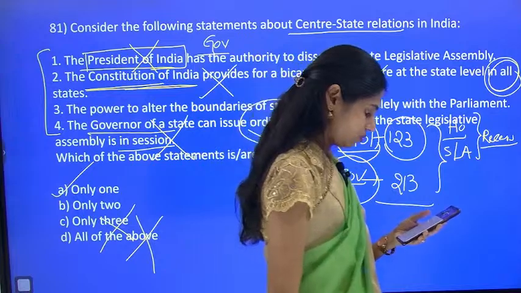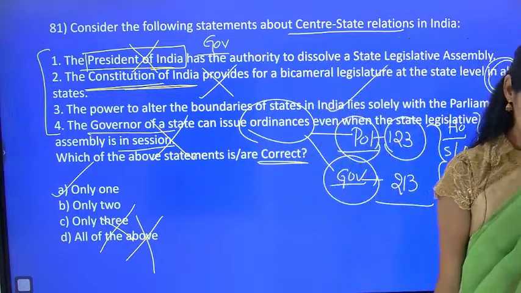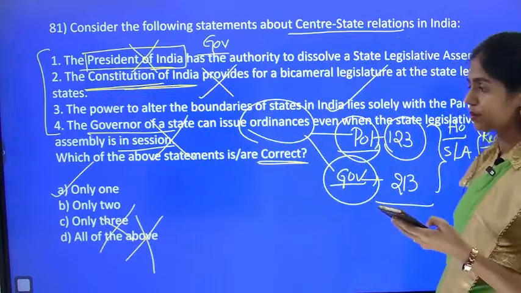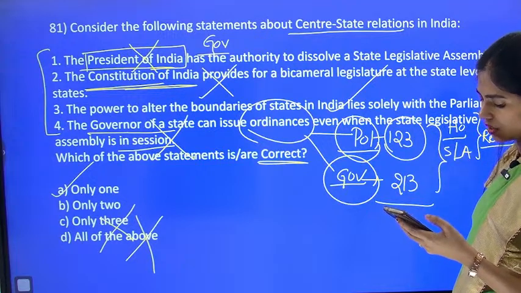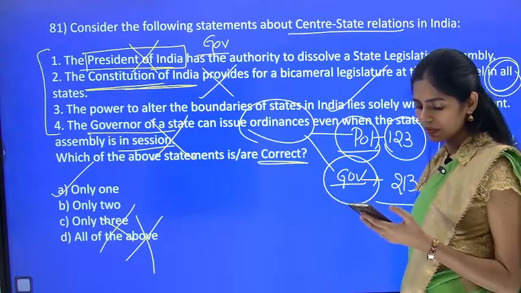Clear? Yes, very good Kalyani. 3 only is the correct. Yash, it is not option B, it is option A, Yash. Yes, very good Madhu. It is Article 123 and 213. Ordinance making power.